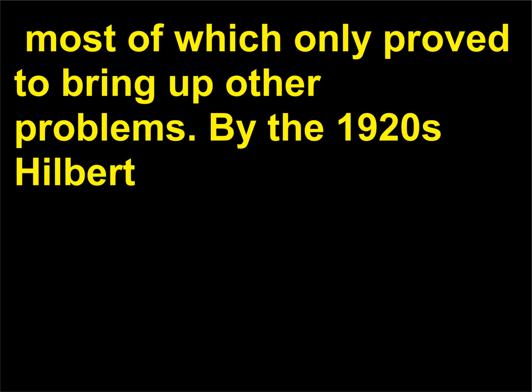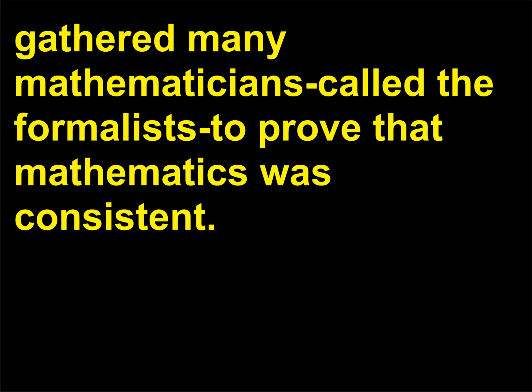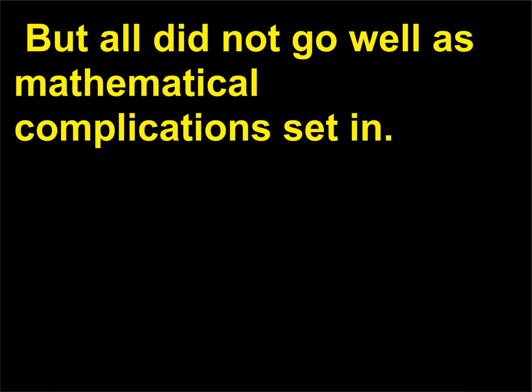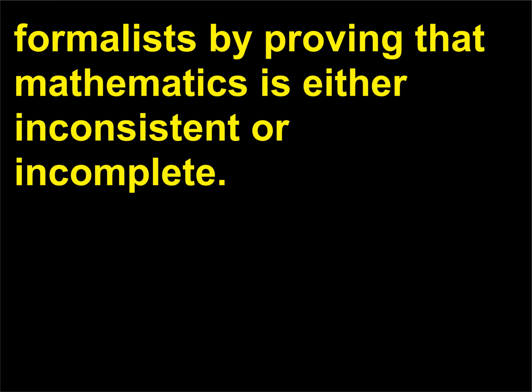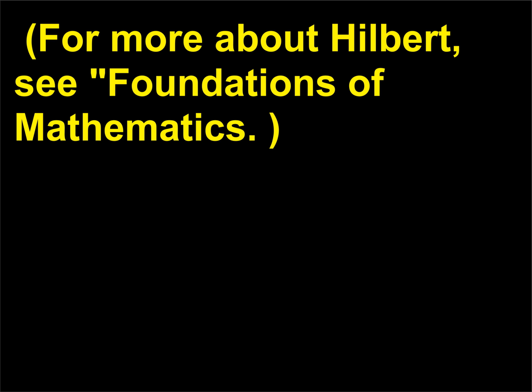By the 1920s, Hilbert gathered many mathematicians called the formalists to prove that mathematics was consistent. But all did not go well as mathematical complications set in. By 1931 Kurt Gödel's incompleteness theorem dashed any more efforts by the formalists by proving that mathematics is either inconsistent or incomplete. For more about Hilbert, see Foundations of Mathematics.